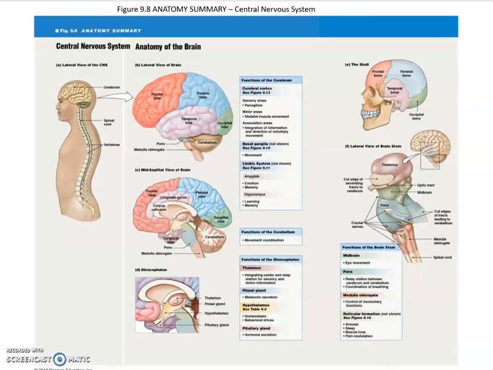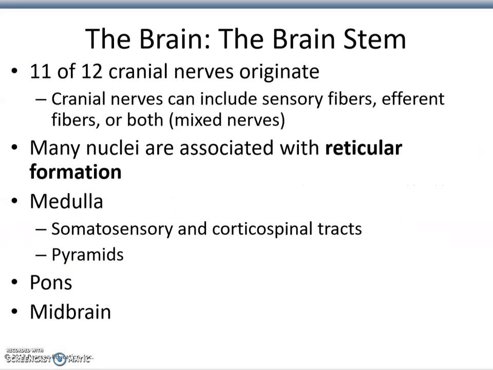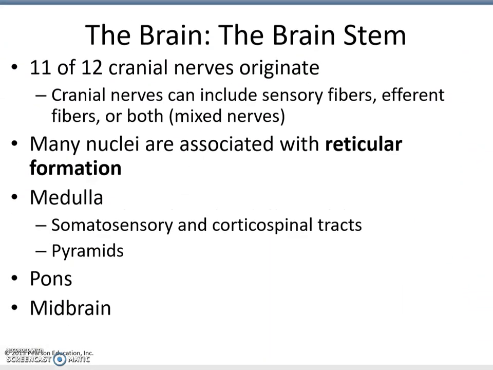Here we have a review slide on the anatomy of the brain, and the medulla is also included. Just review this as needed. Hopefully you remember some of this from anatomy. Quick anatomy review of the brainstem: 11 out of 12 cranial nerves originate there. We have many nuclei that are associated with the reticular formation. Then, of course, the medulla region with the somatosensory and corticospinal tracts, and then pons and midbrain.